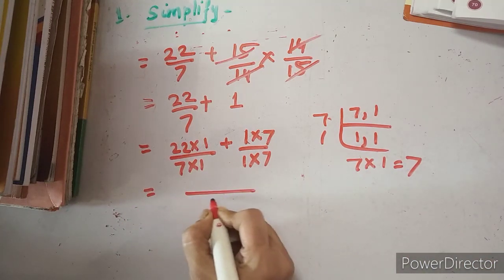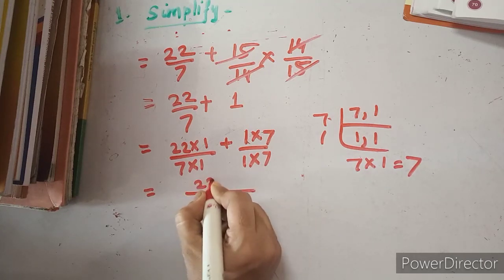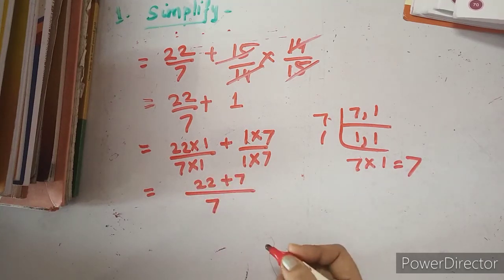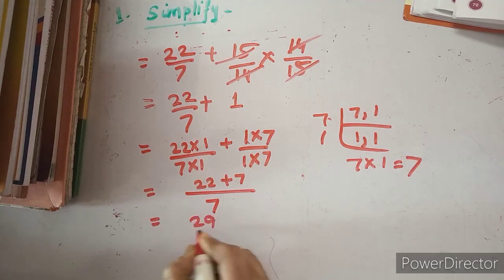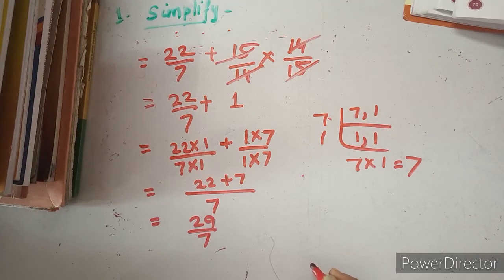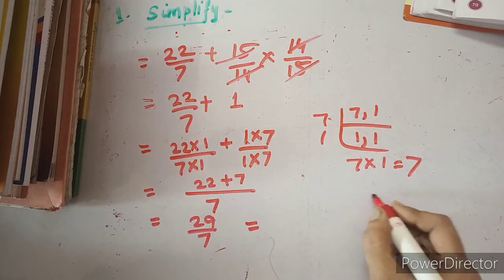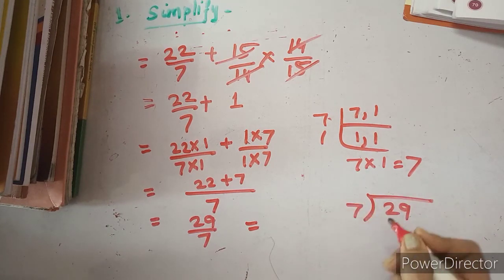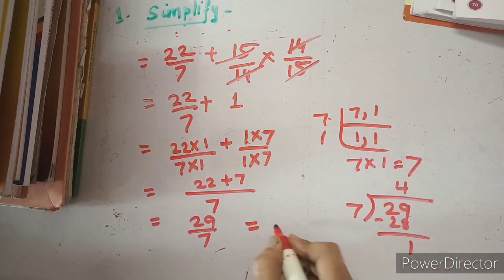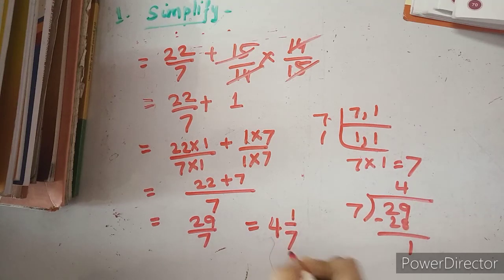So you have this type of calculation now. So if this is 7, then 22 plus 7, now you have got 29 upon 7 as your improper fraction, and this can be also converted into your mixed fraction. So you can see 7 4s are 28, 1. So this can be written as 4 1 upon 7.